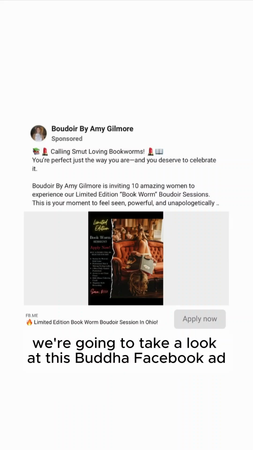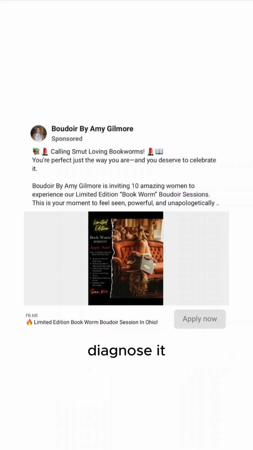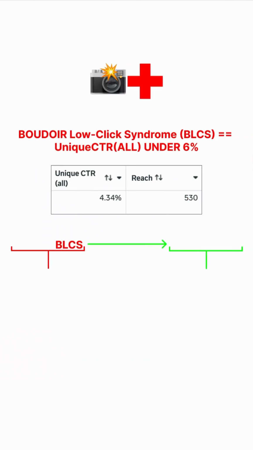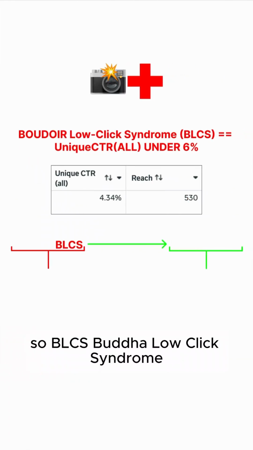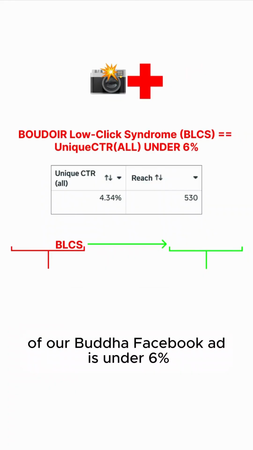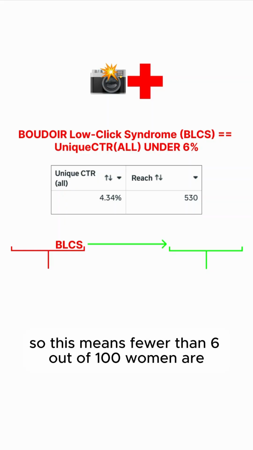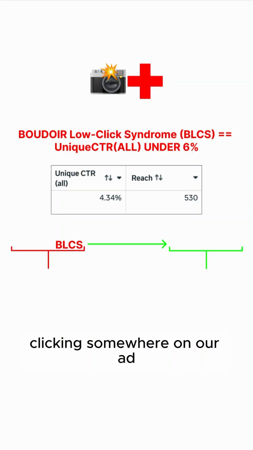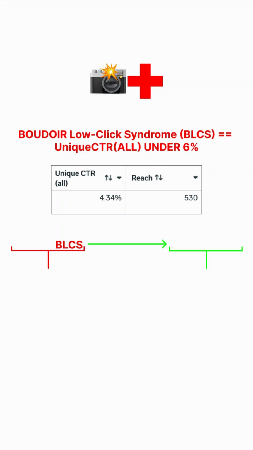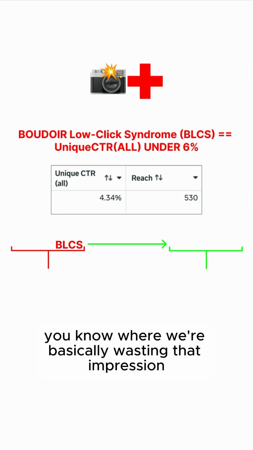All right, we're going to take a look at this Boudoir Facebook ad, diagnose it, see if we believe it has BLCS, aka Boudoir low click syndrome. So BLCS is when the unique CTR of our Boudoir Facebook ad is under 6%. This means fewer than 6 out of 100 women are clicking somewhere on our ad, aka it's the number of women out of 100 that are not simply scrolling right on by, where we're basically wasting that impression.